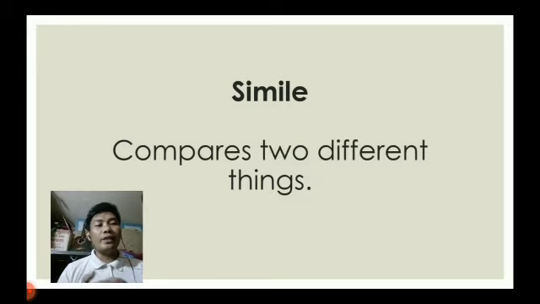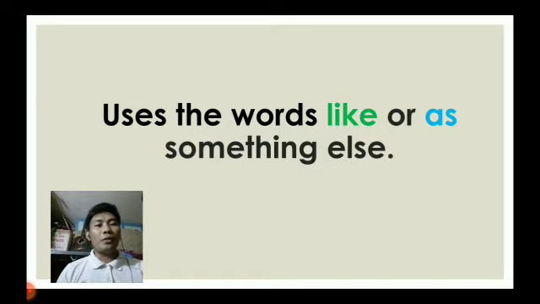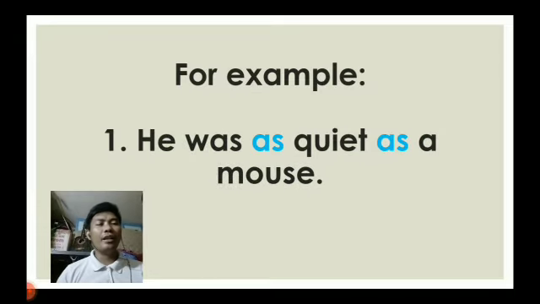A simile compares two different things. It uses the word like or the word as. Now we have our examples here. Number one, he was as quiet as a mouse. Here in our example, it simply compares two different things: he, and of course, a mouse.